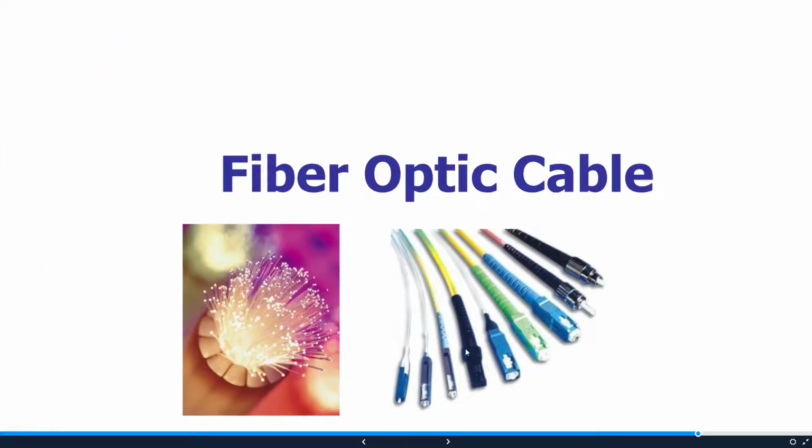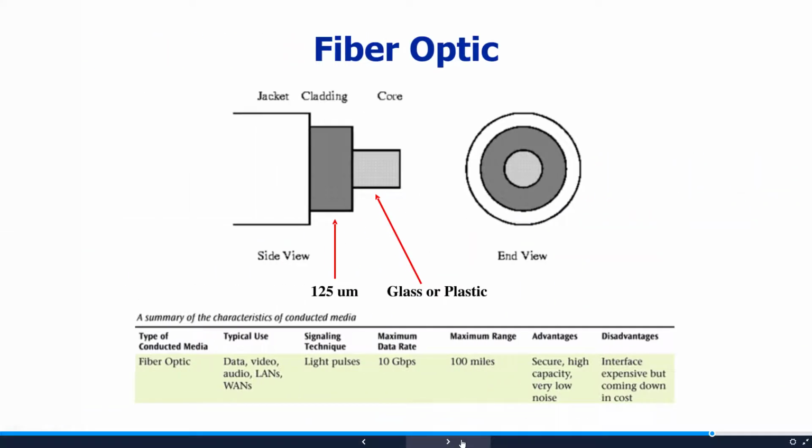Next one is the fastest type of media, and that is the fiber optic cable, because data travels in the form of light, and this is the most expensive material also. So fiber optic, jacket, cladding, and then the core. You have a plastic or a glass material in the middle. That is where the light passes through.